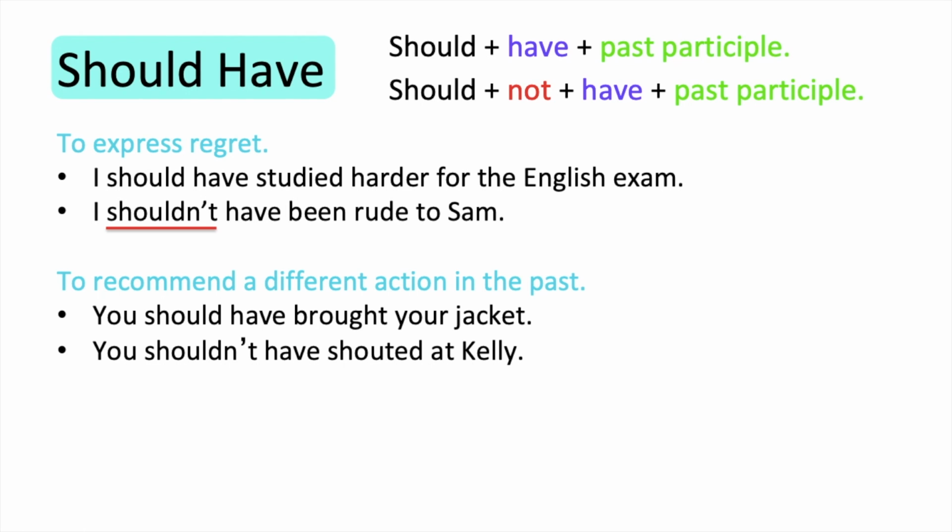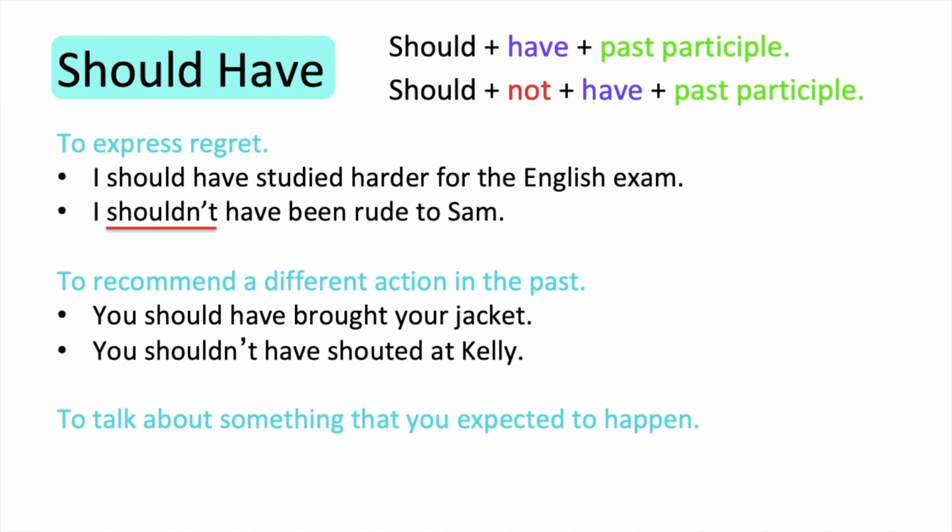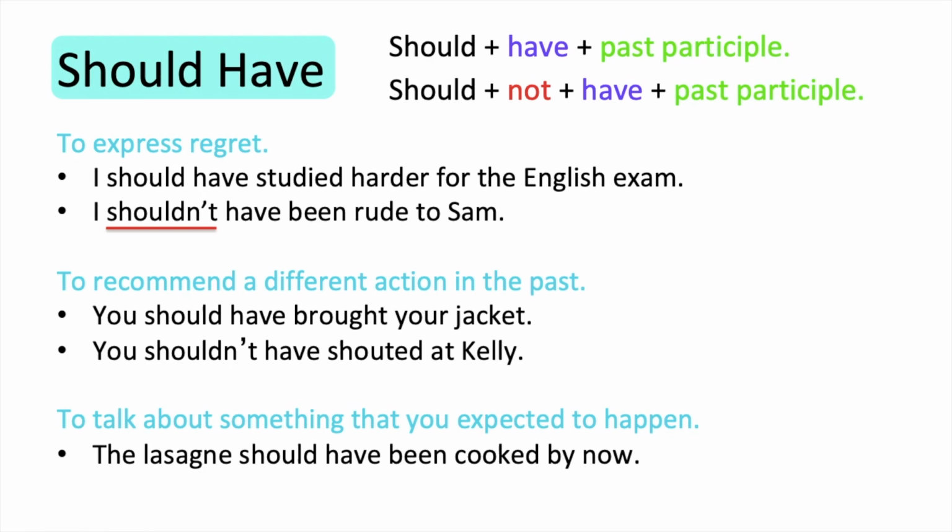Lastly, should have can also be used to talk about something that you expected to happen if everything is normal. For example, if you're making some lasagna and you expected it to be ready for a specific time, you might say, the lasagna should have been cooked by now.